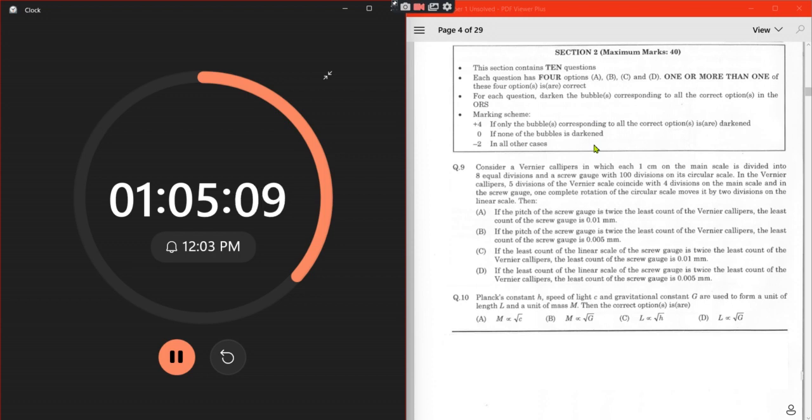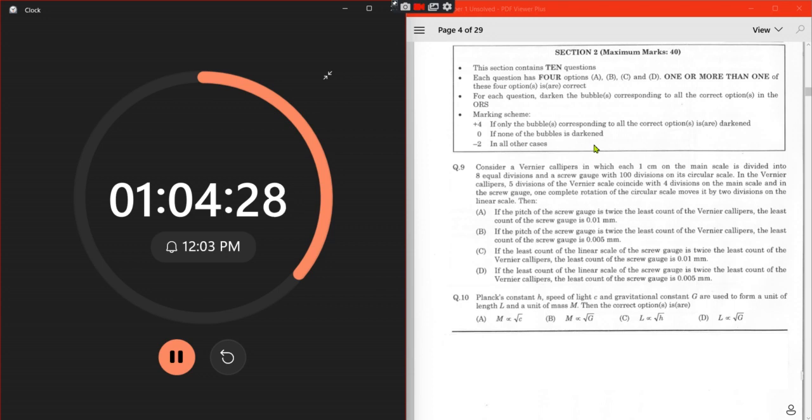Consider a vernier caliper in which 1 centimeter on the main scale is divided into 8 equal divisions, and a screw gauge with 100 divisions on its circular scale. Okay, so the main scale unit is actually 1/8 centimeter.